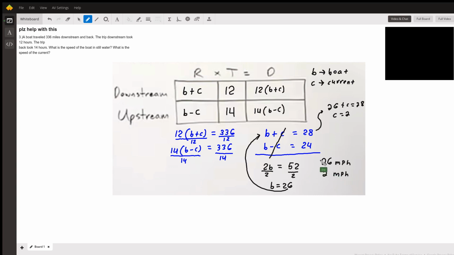So we have our two answers to the problem. 26 miles per hour is the boat speed, and the current speed is 2 miles per hour.